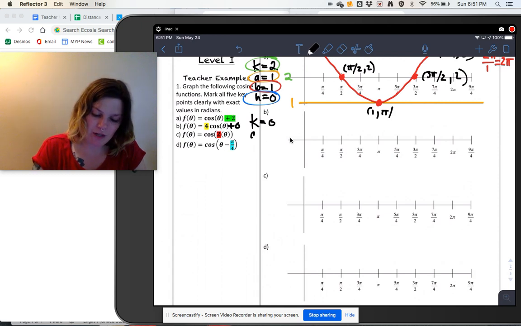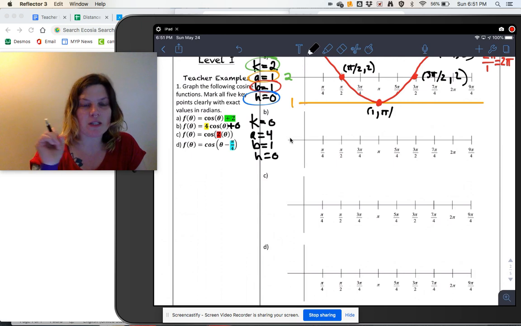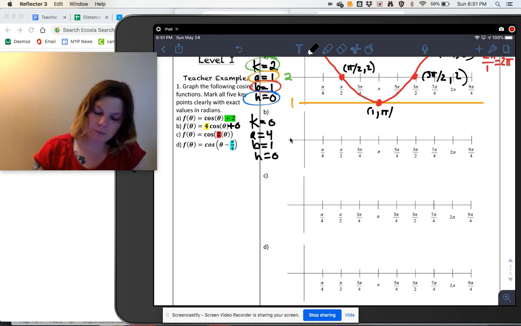We have an a value of 4. You can see that's highlighted in yellow. We have a b value of 1. That's because there's a secret 1 in front of the theta. And then we have an h value of 0. That's because if you added 0 to theta, nothing would change.